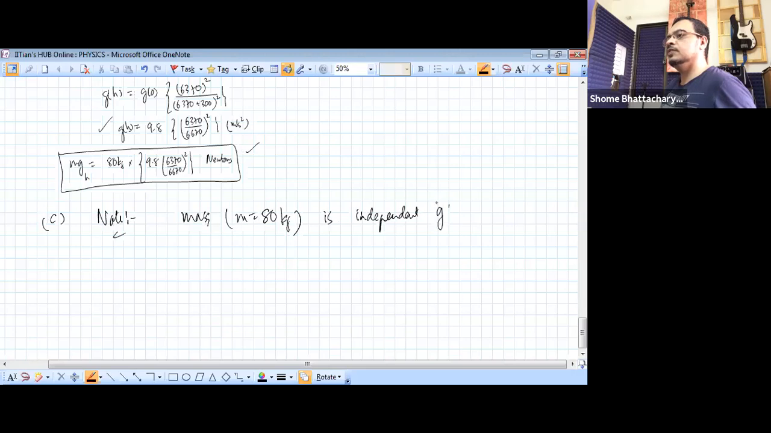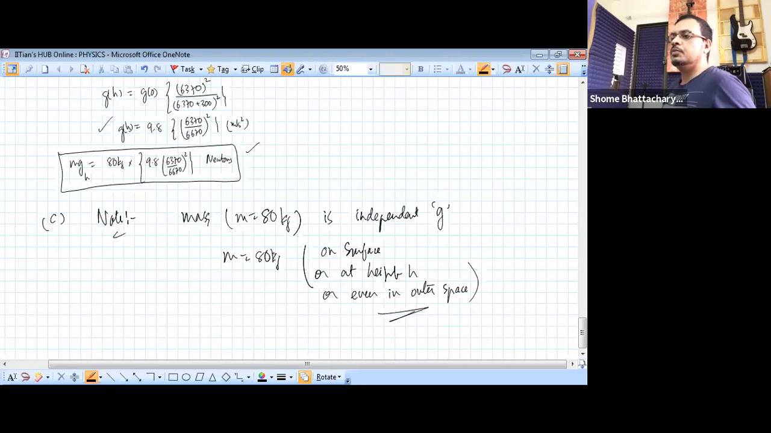It is independent of the value of g. So the mass will be equal to 80 kg whether you are on the surface, or you are at a height h, or you are even in outer space where you are so far away from Earth that there is no gravitational field of the Earth. कहीं पर भी हो, but mass same रहेगा. Mass is a property which is independent of gravity, of gravitational field.